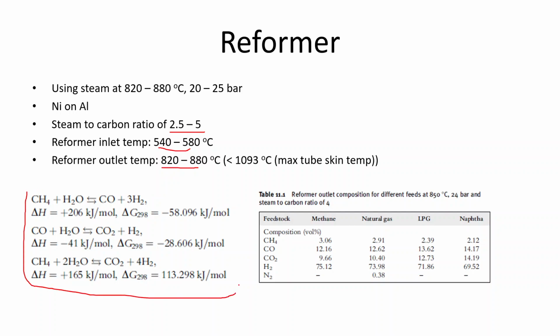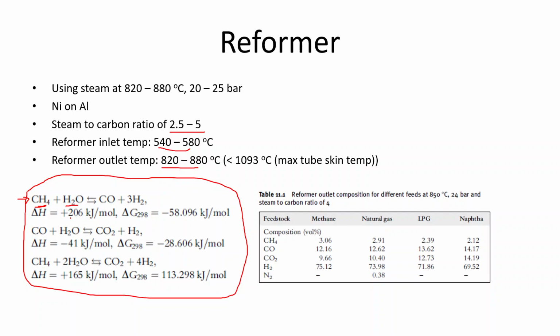If you go to textbooks, they use this kind of reactions, but there are a lot more minor things that we don't know. We don't have it here. So the main reaction is this one. The steam methane reformer makes CO plus 3 hydrogen. In this case, it's really endothermic, about 200 kilojoules per mole.